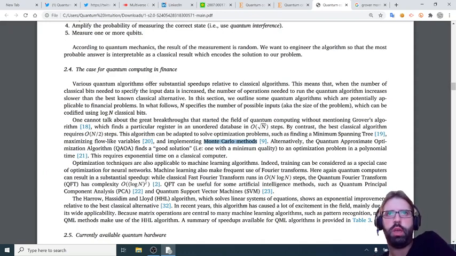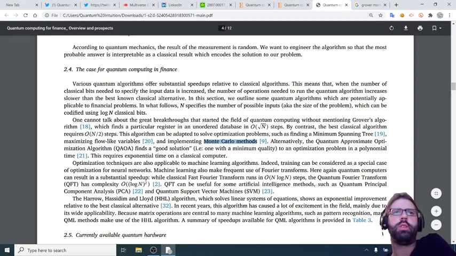Machine learning also makes frequent use of Fourier transforms. Here again, quantum computers can result in substantial speedups. While the classical fast Fourier transform runs in n times log n steps, the quantum Fourier transform runs in log n squared.